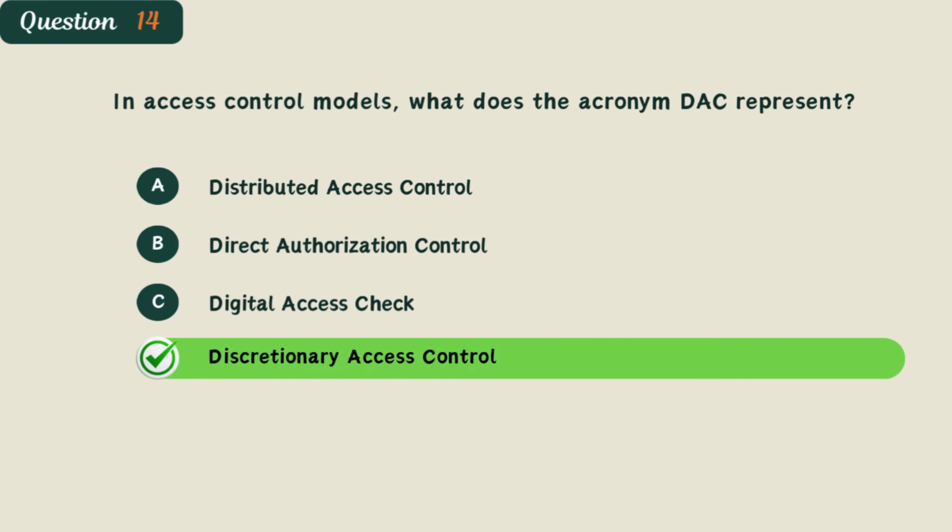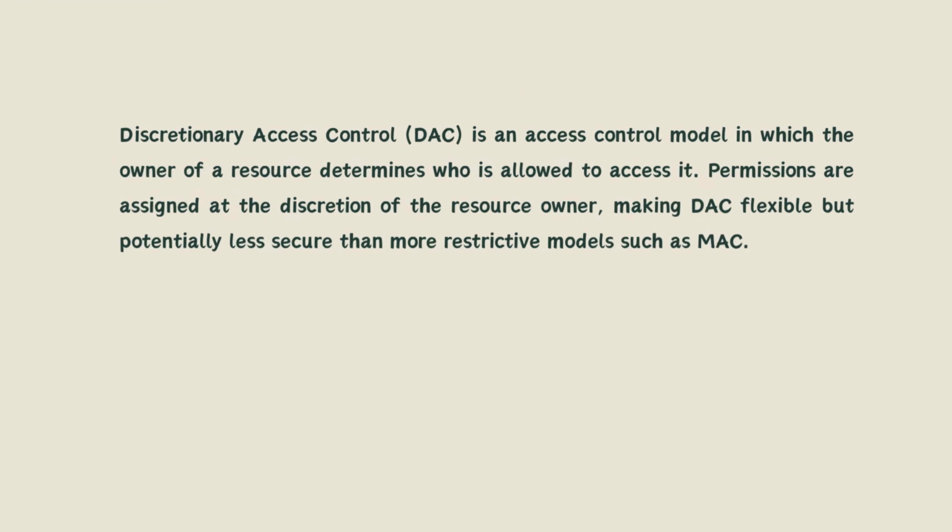Correct answer: D. Discretionary Access Control. Discretionary Access Control, DAC, is an access control model in which the owner of a resource determines who is allowed to access it. Permissions are assigned at the discretion of the resource owner, making DAC flexible but potentially less secure than more restrictive models such as MAC.